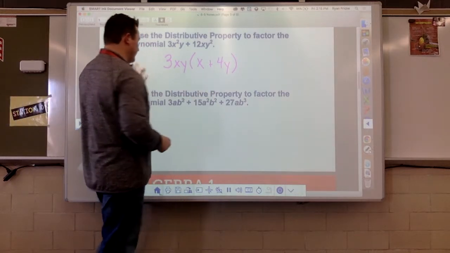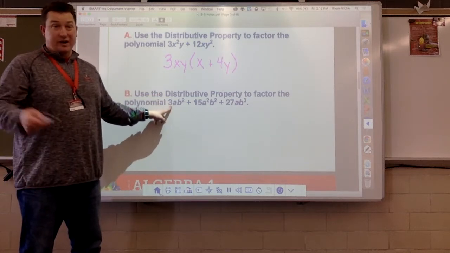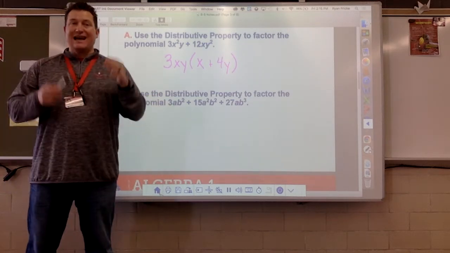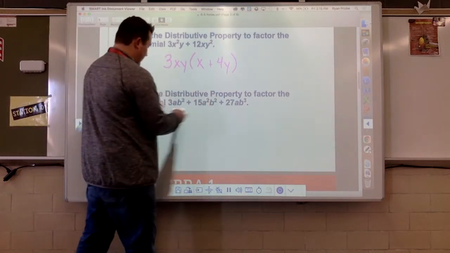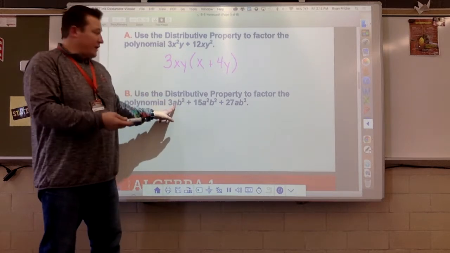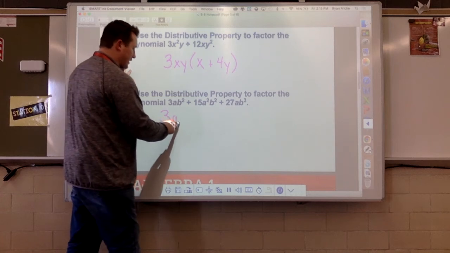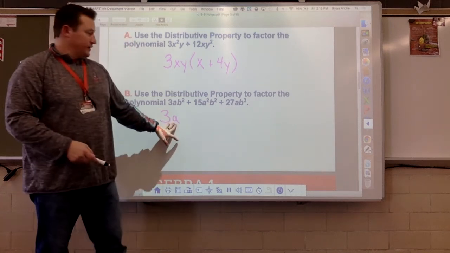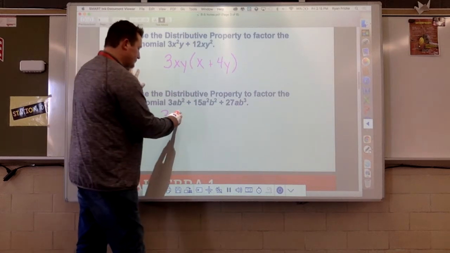3, 15, 27. Look, the biggest number, guys, can't be any bigger than the smallest number, right? The greatest common factor can't be any bigger than their smallest number. So I know 3 goes into both of those, so we're going to go 3. Same thing. Once you have one variable, a, and a, you're not going to be able to do a larger variable than that. B to the second, b to the second, b to the third. Okay.